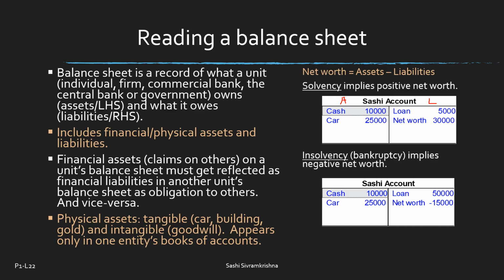Sashi the person should not owe Sashi the entity money. It should be the other way. Sashi the entity, as you can see in the balance sheet, must owe this amount to Sashi the person. Only then can we say the entity is solvent.